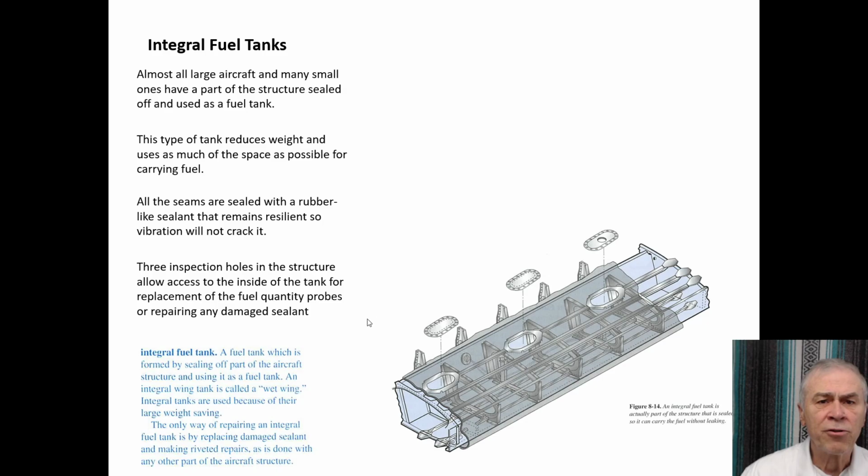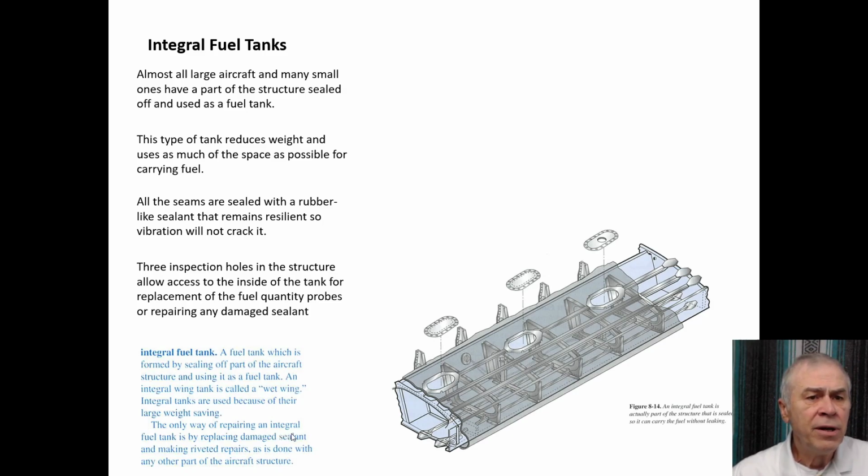And those inspection holes are not inspected during annual or 100-hour inspections. So do not open up those 3 inspection panels. You'll break the seal to the fuel cell. So leave those alone unless you're specifically told to. So we call that an integral fuel tank, also known as a wet wing, because it's normally in the wing.